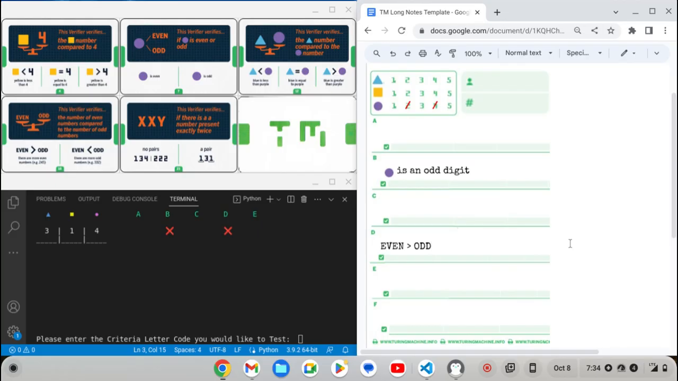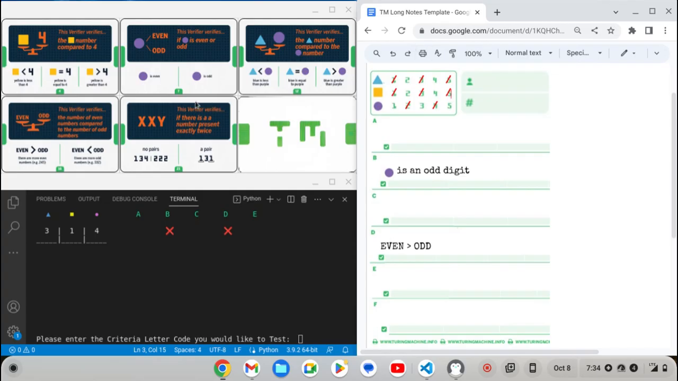And notice that because we know that circle is odd, that means that triangle and square have to be the evens, since we do need to have a majority of evens. So that means that we can cross out all of the odds for both triangle and square. And so we're basically looking at an even, even, odd solution.